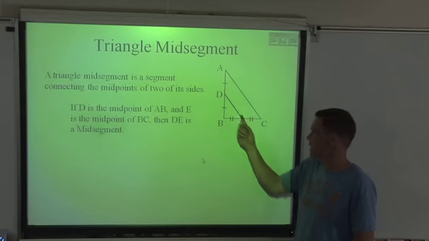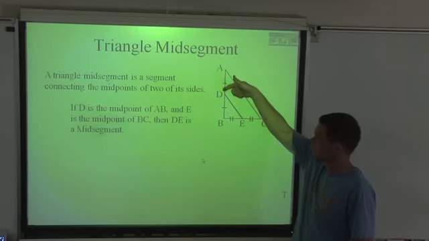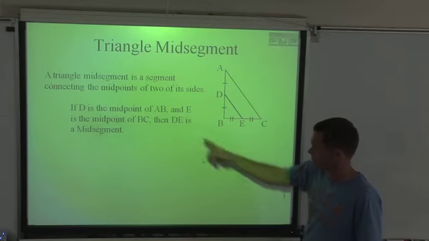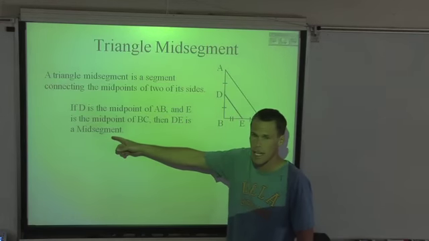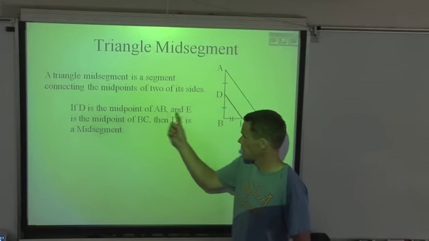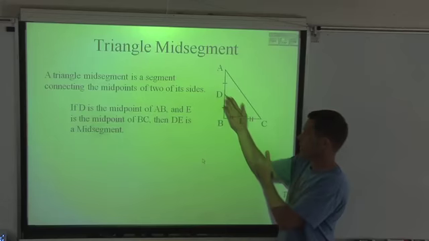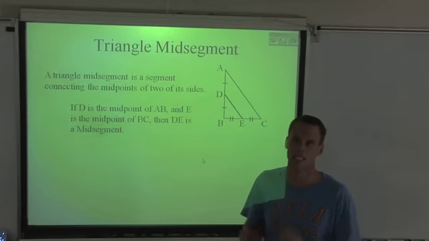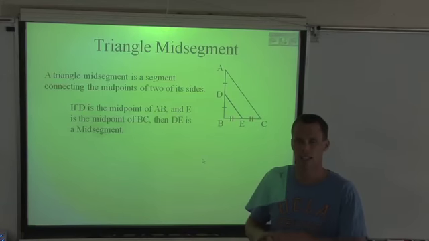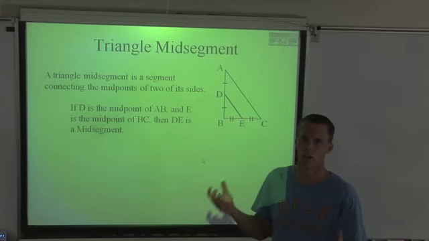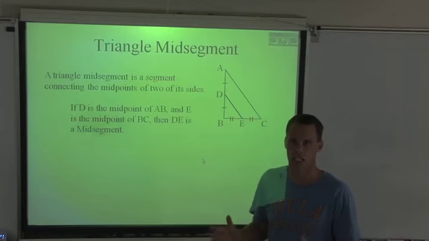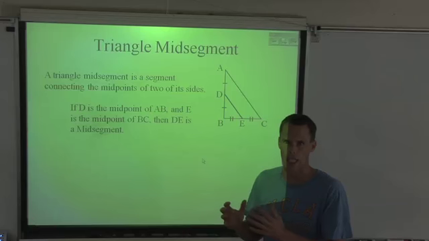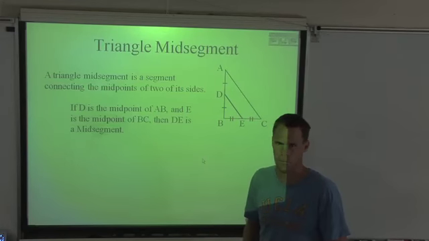D is a midpoint, E is a midpoint. Connect D to E and you have DE as a midsegment. So if we connect two midpoints, we have created a midsegment. That's its definition. We have not said anything about its length or anything like that. Just the definition is connect two midpoints. Now you can call it a midsegment.